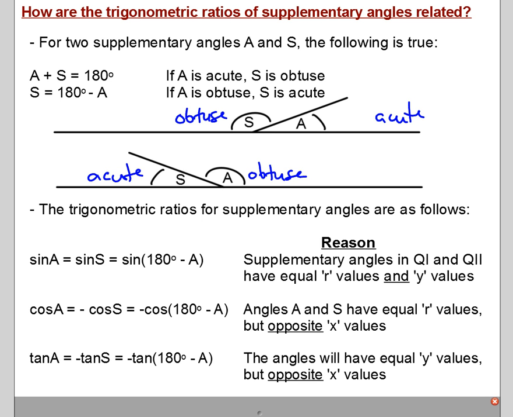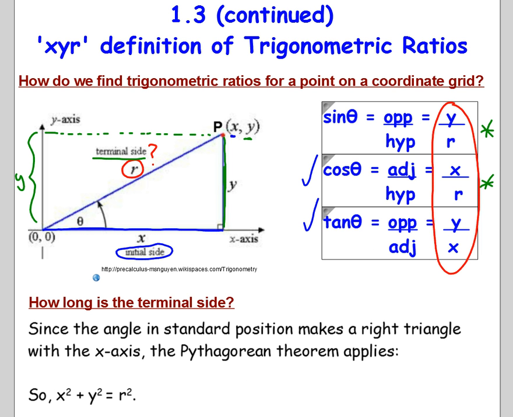The tangent ratio, like the cosine, has an opposite sign between the angle A and the angle S. So the supplement has the opposite tangent ratio. The reason for that is that quadrant 1 and quadrant 2 angles will have the same y value, but opposite x values. We've already seen that with cosine. And because the x values are opposite in sign, automatically the ratios are going to be opposite in sign, because we've defined the tangent ratio to be y over x.